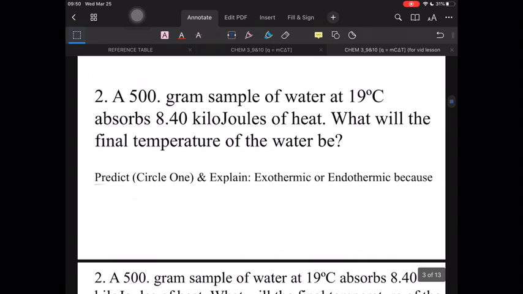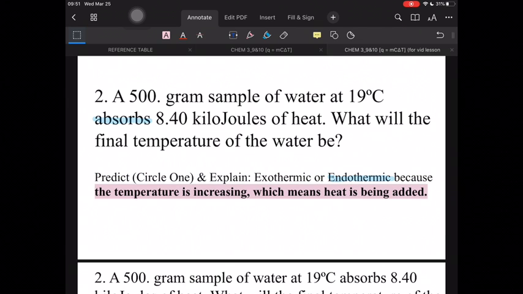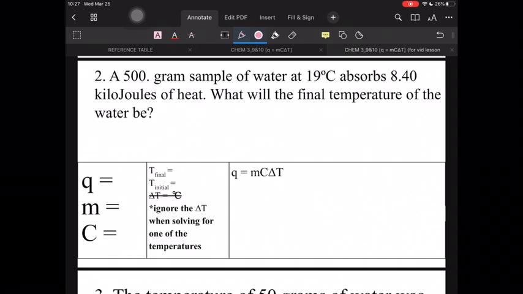A 500 gram sample of water. So first we're predicting if it's exothermic or endothermic. A 500 gram sample of water at 19 degrees Celsius absorbs. That's the big hint here, right? If it's absorbing heat, that means heat is entering the water. That's going to be endothermic. Temperature is increasing. Heat is being added. Absorbed is our big hint. So we're going to read through the question and pick out our variables so we can put them into the equation.